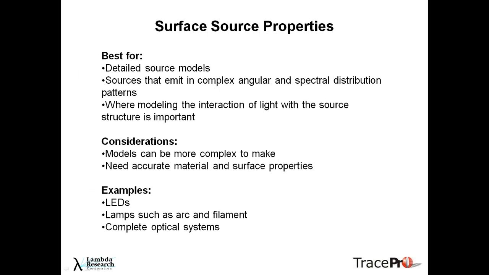Now, surface source properties, great for detailed source models, sources that emit in complex angular spectral distribution patterns, and where you may want to start to look at modeling the interaction of light with the source. Some of the considerations, as you would expect, the models can be more complex to make, and you're going to need accurate material and surface properties. Some examples here: LEDs, different types of lamps, arc lamps, filament lamps, as well as complete systems. If you want to start modeling complete optomechanical systems, you're probably going to start to lean towards surface source properties.